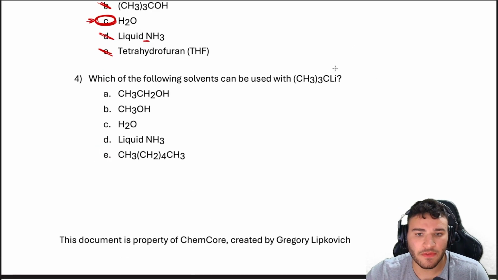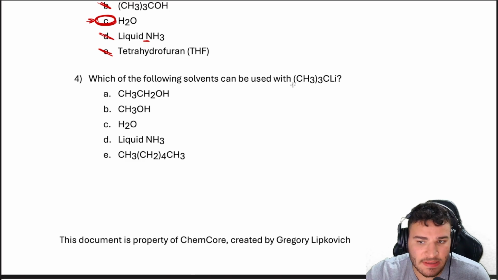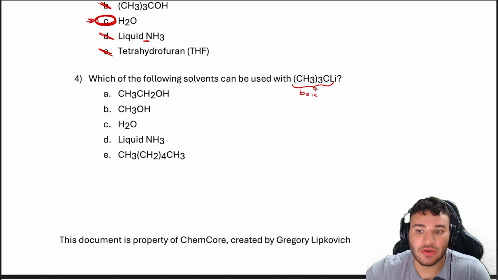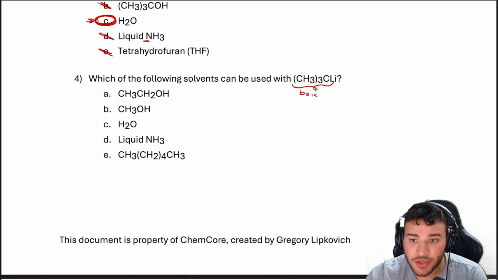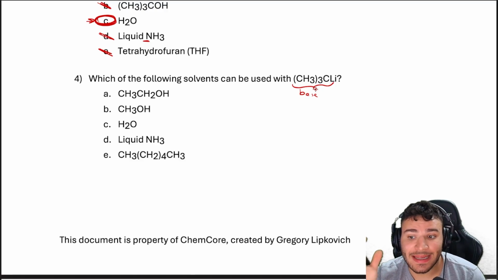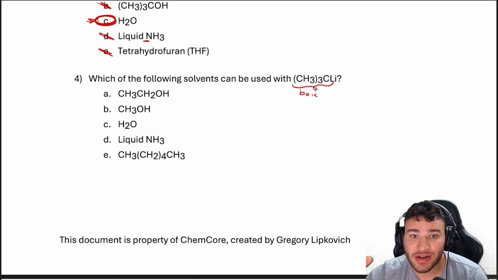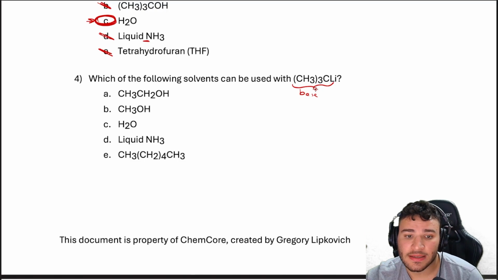In question 4, which of the following solvents can be used with (CH3)3CLi? Now, obviously, since this is negatively charged, this is going to act as our base. And so assuming that we're going to have some acid in the reaction mixture, we have to choose a solvent that is not going to interfere with the transfer of protons from the acid to the base.